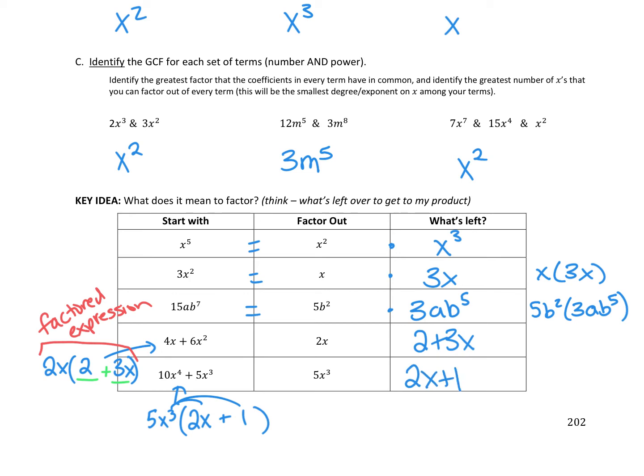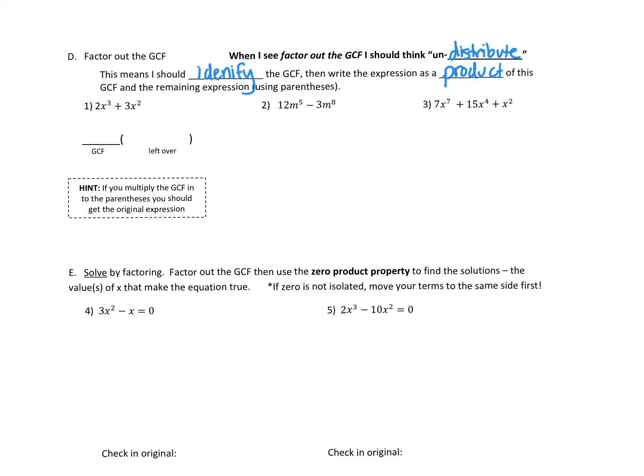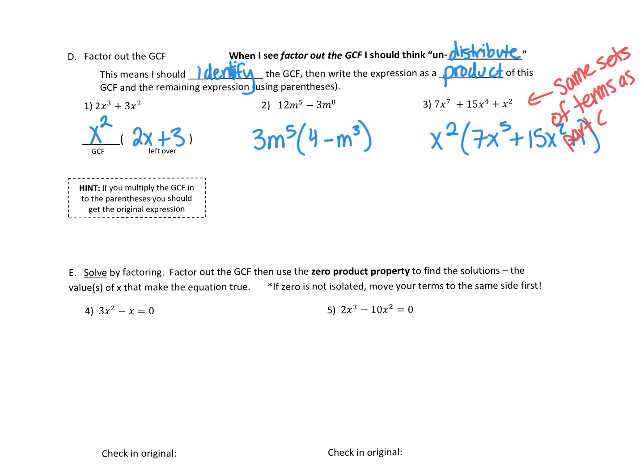Let's see where this is useful. Before I show you where this is useful, let's fill in these blanks. When I see factor out the greatest common factor, I should think undistribute, or undo the distributive property. This means I should identify the greatest common factor, then write the expression as a product of this greatest common factor and the remaining expression. Try these three problems, unpause the video, and then we'll move on.